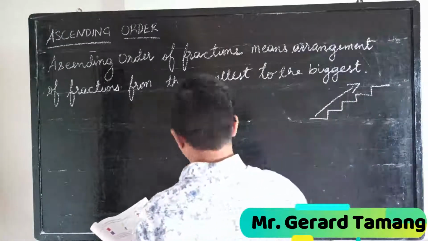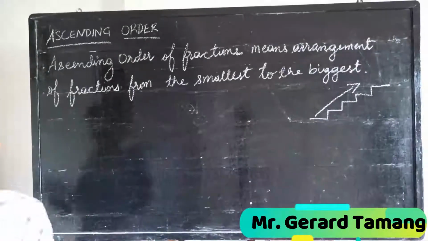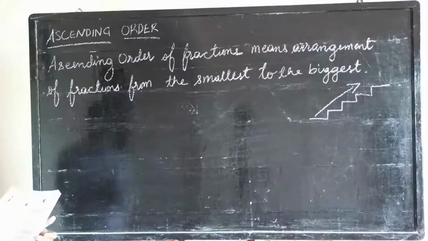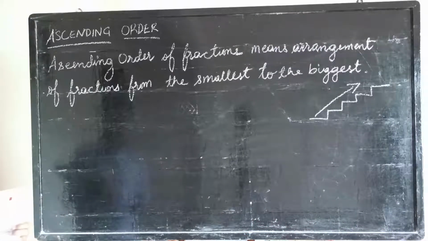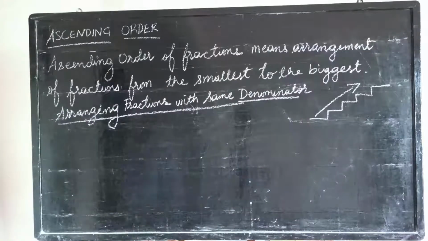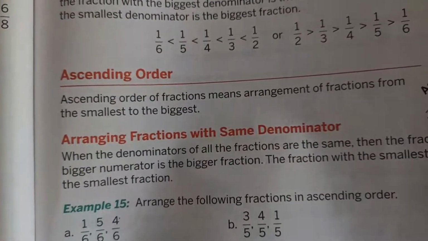Ascending means to go up. This is ascending order. Now, arranging fractions with the same denominator. Now we will learn how to arrange fractions in ascending order with the same denominator. Now look at page number 91.